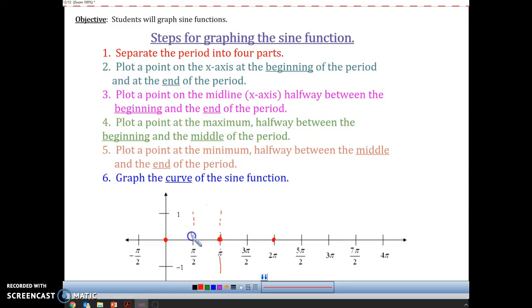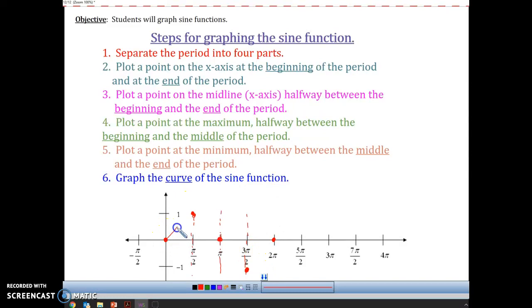And then I have to cut these 2 halves in half, right? So if I slice this down the middle, I now have to plot a point at the maximum. So that is up here, halfway through the first half. And then I plot a point at the minimum. This is step 5, all the way down here. So these are all your main points for graphing the function.